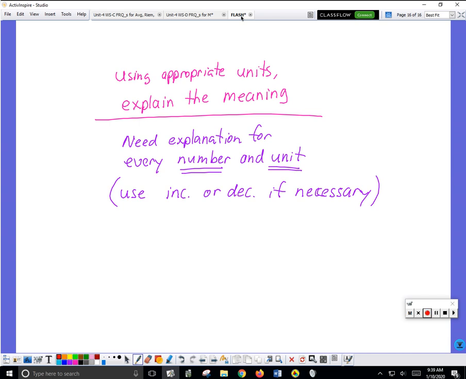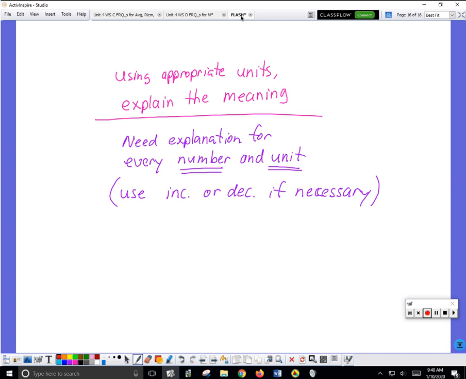On the FRQ section of the AP test, it's quite common to have probably 2 to 3 questions where they suddenly use almost always this exact wording, using appropriate units explain the meaning of something. So when you see those words, it's a key phrase. That's why I want you to have a flashcard so that you have that key phrase in your mind. Using appropriate units explain the meaning.